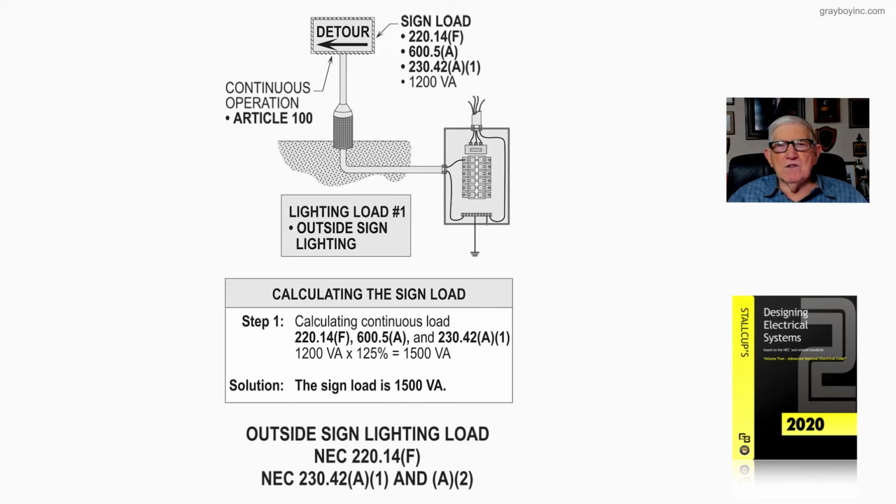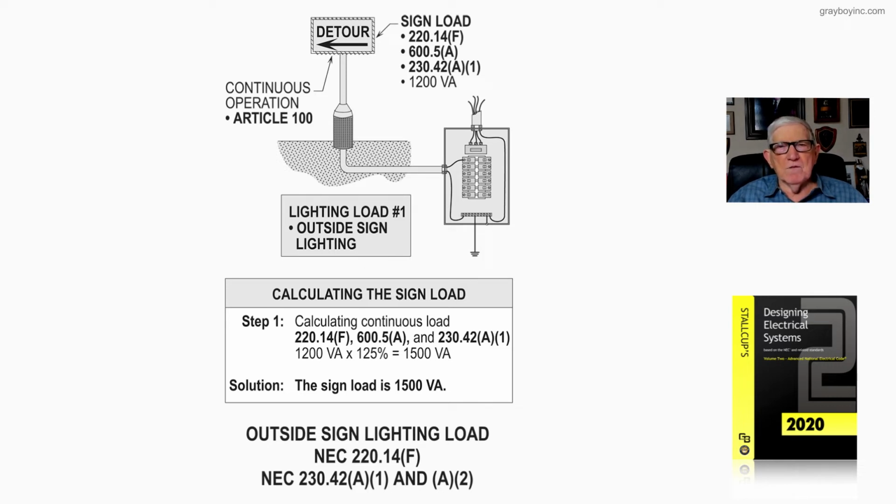Now notice the sign load in 220.14(F), we figure at least 1200 VA or whatever's on the sign. And then 600.5(A) says you have to bring a 20 amp circuit to the front of a commercial building and just leave it in a box, identified as a sign circuit. Many times we forget this as electricians, and then we have to come back and bring at least a 20 amp circuit to the front for a sign later.